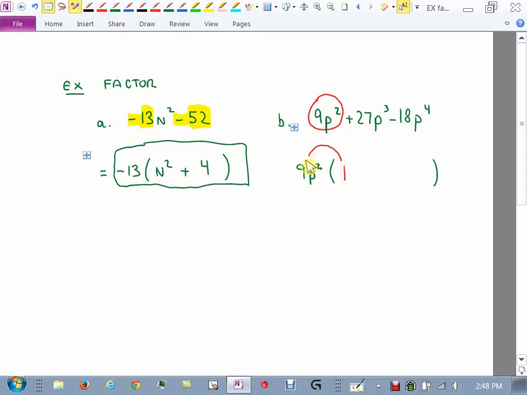Okay, what about this one? We need to turn the 9 into a positive 27, so plus 3. And then we need to turn the p squared into p cubed. So we need a p. All right, how do we turn 9 into negative 18? Multiply by negative 2. How do we turn p squared into p to the 4th power? We need p squared again. What do you actually do with the exponents when you multiply p squared times p squared? Are you multiplying those two or are you adding them? You're adding them, right? Okay. So that's it, right? At this point.